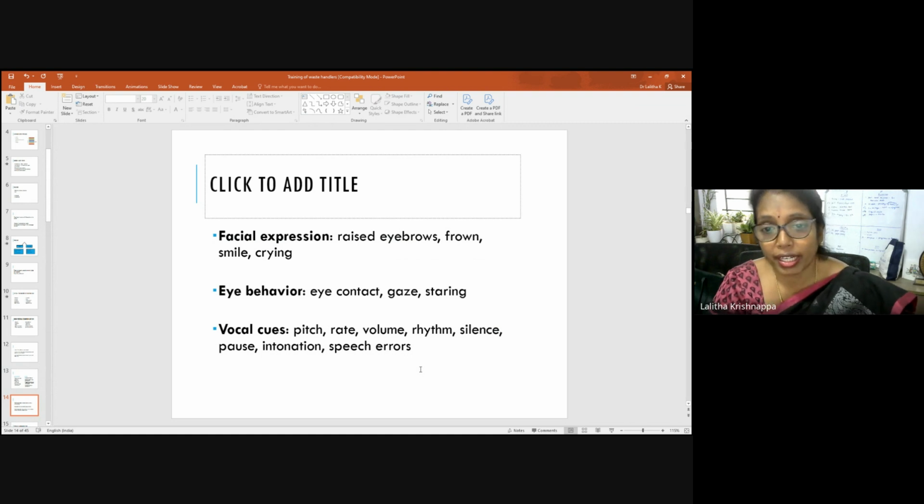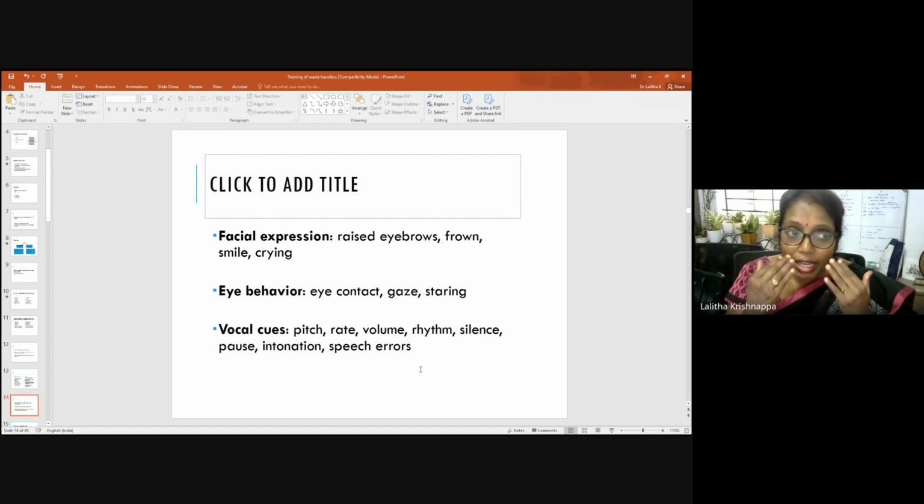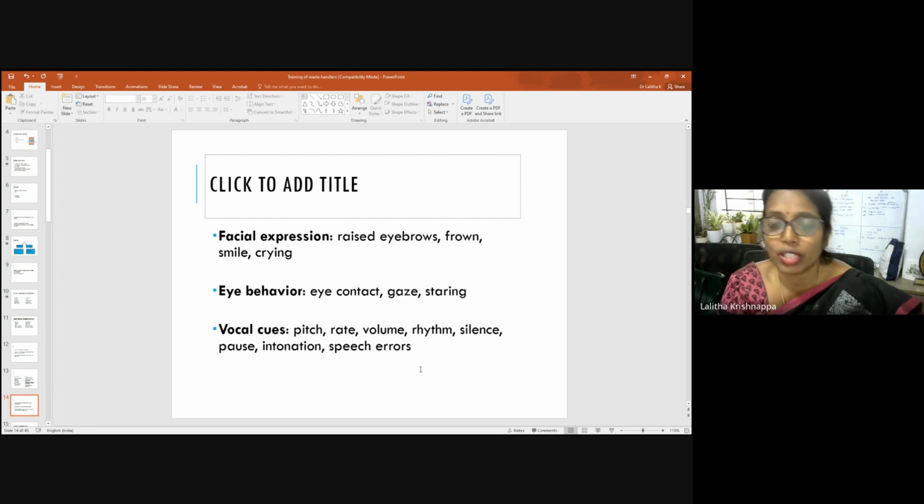Next, eye contact. This is one more important thing. Especially when we are in a physical setting, we need to have eye contact, but it should not be staring and it should not be scaring. It should be comfortable for the sender as well as for the receiver. And eye contact should not be focused on only a single person. It has to be for the whole group.